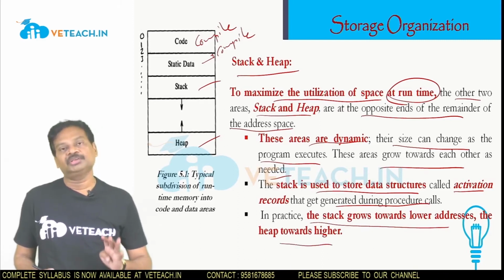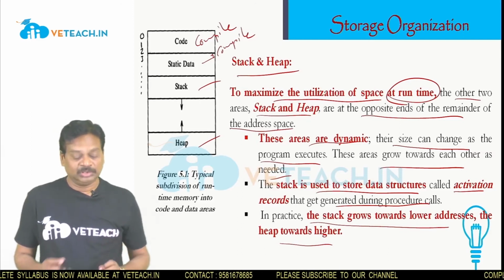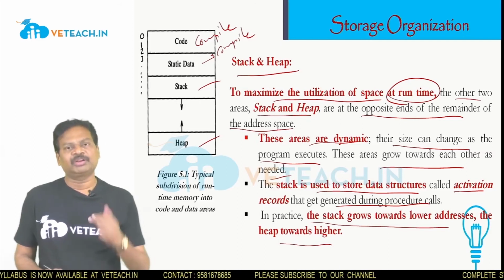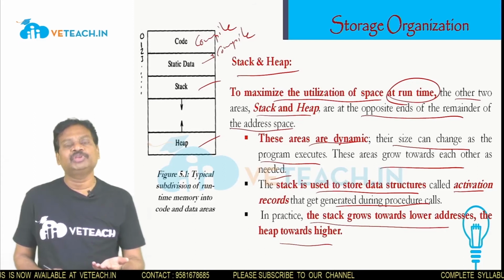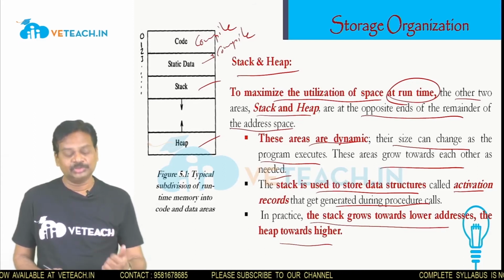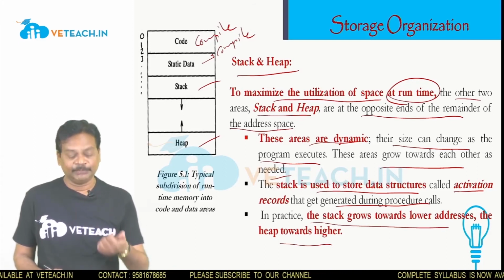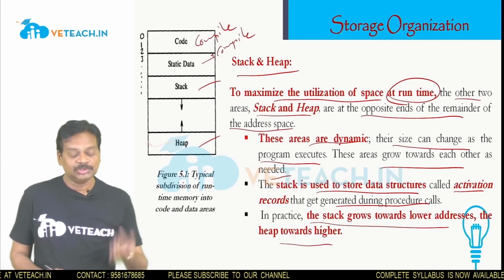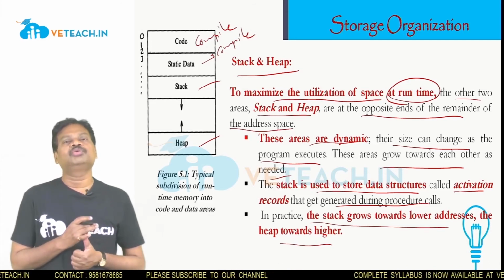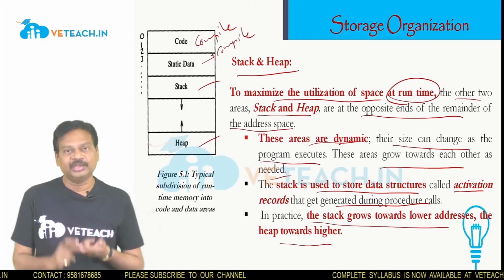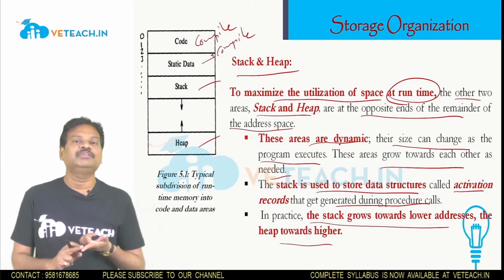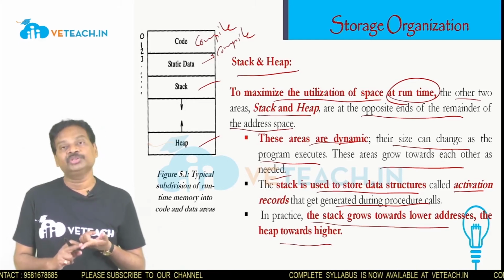So here we have the types of memory, for our convenience and for maximum utilization of our running space. So we have converted into static, stack, and heap. In the code area, all your code will be stored. In the static area, whatever globally declared variables we have will be stored in the static data.